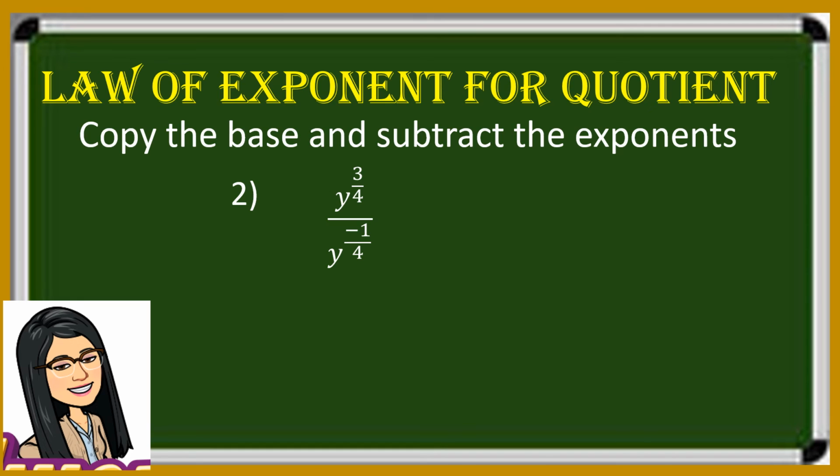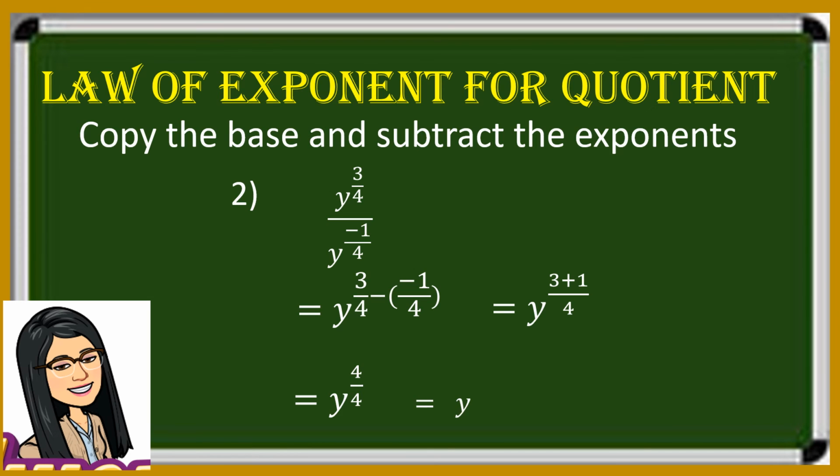For y raised to 3/4 divided by y raised to -1/4, let us simplify to y raised to 3/4 minus -1/4. Observe that we have similar denominators, and 3 minus -1 is the same as 3 plus 1 or 4. So y raised to 4 over 4, or simply y, because it is understood that we have an exponent of 1.